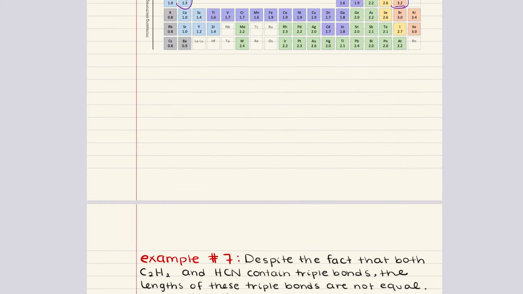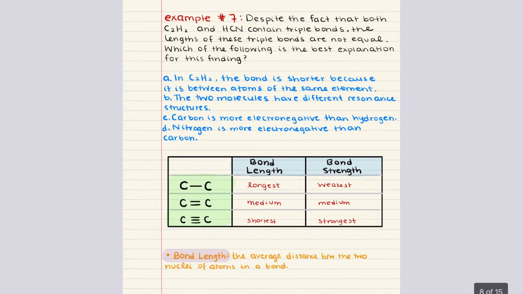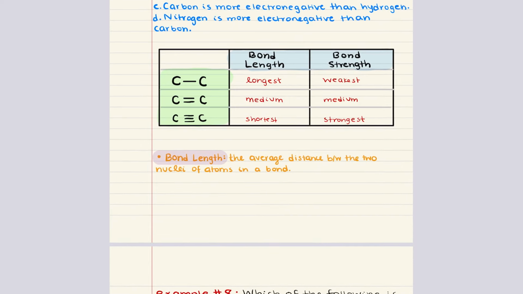With that, we're going to move into problem 7. Problem 7 says, despite the fact that both acetylene and hydrogen cyanide contain triple bonds, the lengths of these triple bonds are not equal. Which of the following is the best explanation for this finding? Now, to be able to answer this question, we need to understand the factors that influence bond length. Bond length is affected by the size of the atoms involved and the nature of the bonds, including their electronegativity. So let's start by looking at the structures and bonding in both acetylene and hydrogen cyanide.